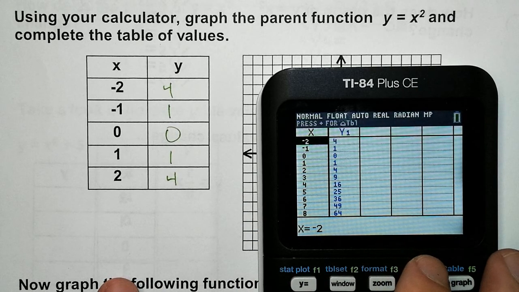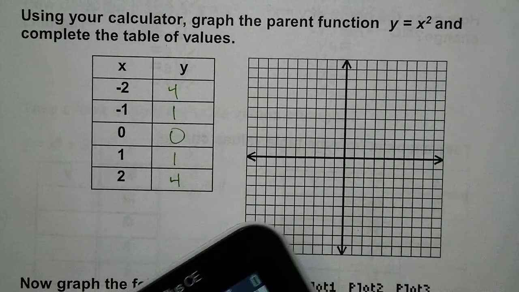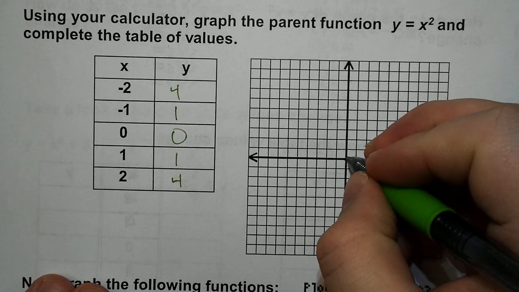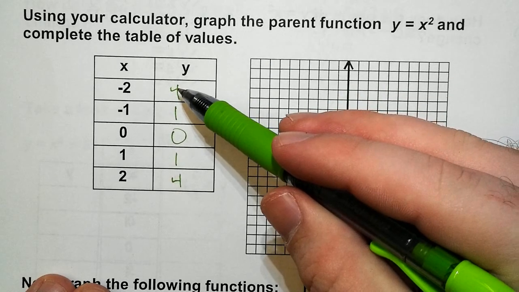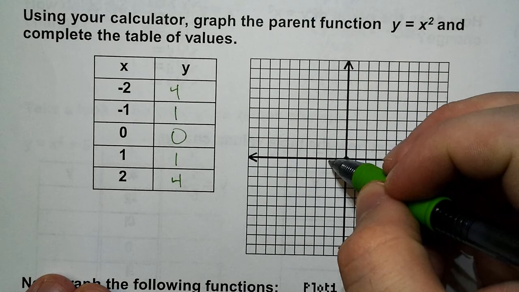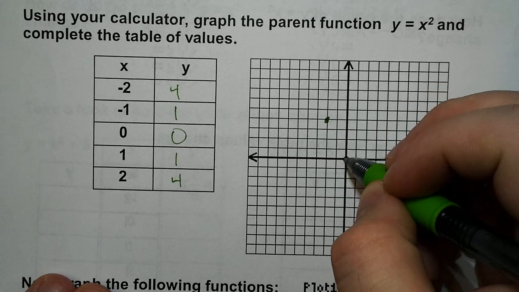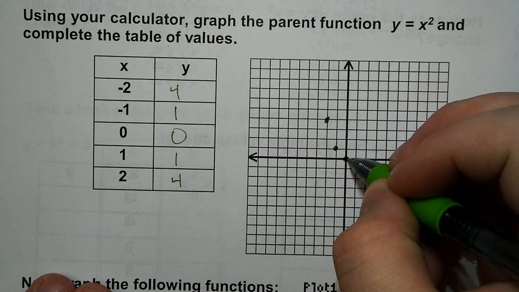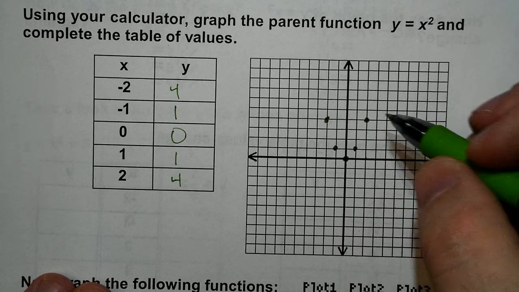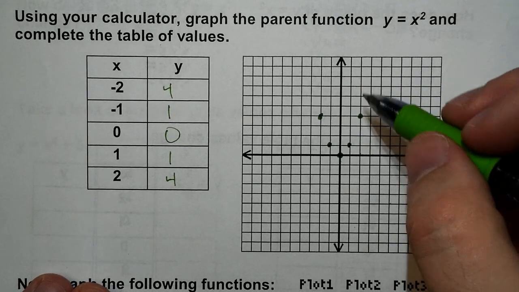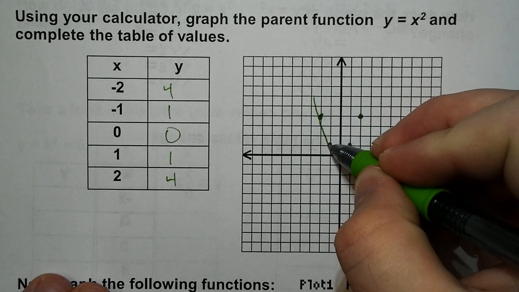Now let's graph that function here. So our vertex is at 0, 0. And then we have another point. We'll just go left, right. -2, 4. So -2 up 1, 2, 3, 4. Next point's -1, 1. Then we have 1, 1, and 2, 4. And you should see these points mirror each other across the axis of symmetry, which is going to go straight down the y-axis. So this is a sketch of that graph.